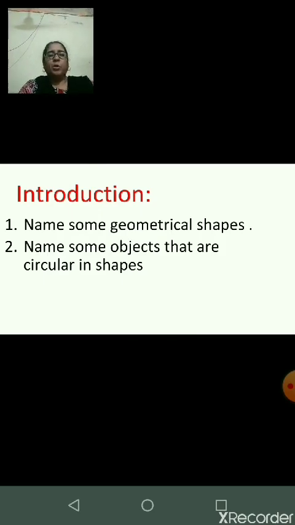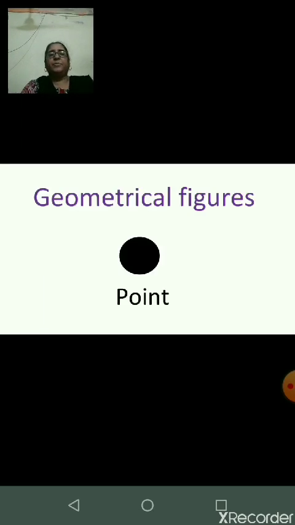Okay, name some objects that are circular in shape. You know the meaning of circular, na? Round shape. Yes. Ball, sun, coin, bangle, cartwheel, wheel of a bicycle, car. Yes, very good. So you know there are different things which you see in your surroundings which are circular in shape. So today we are going to learn about geometrical figures.